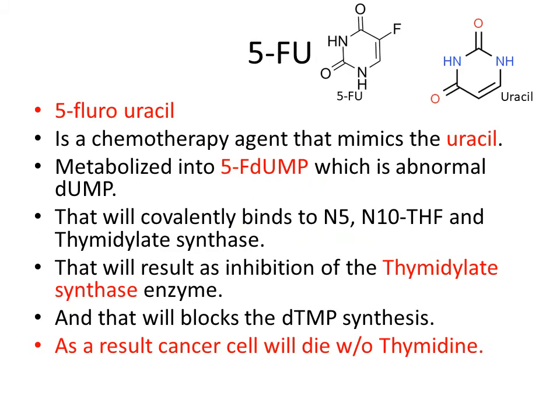So the drug 5-fluorouracil is a chemotherapeutic agent and that mimics uracil. You can see the structure of 5-fluorouracil mimicking the uracil structure. That 5-fluorouracil metabolizes into 5-dUMP, which is an abnormal dUMP, and that will covalently bind to N5,N10-methylenetetrahydrofolate and thymidylate synthase, and that will result in inhibition of the thymidylate synthase enzyme, so we cannot make dTMP, and that will block the dTMP synthesis. As a result, cancer cells will die without thymidine.